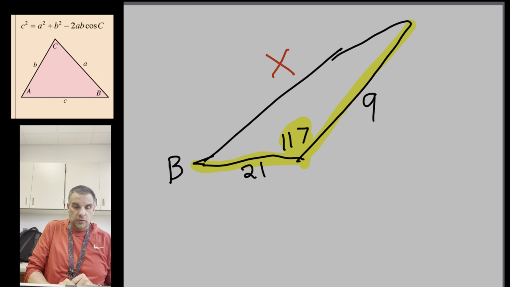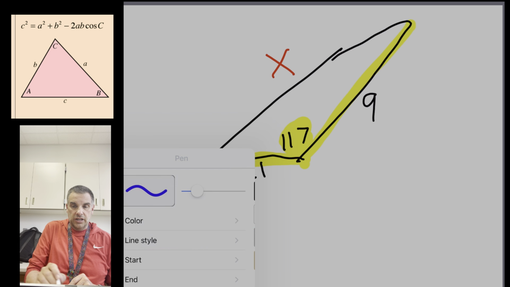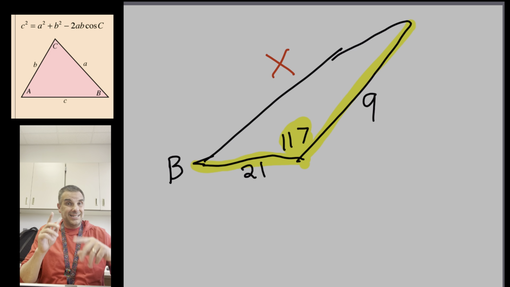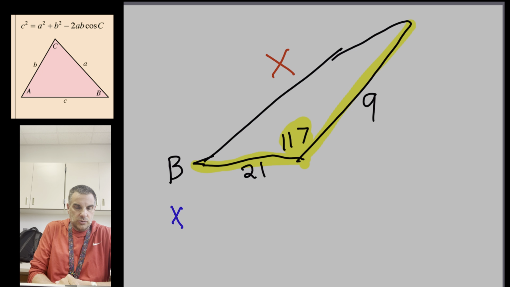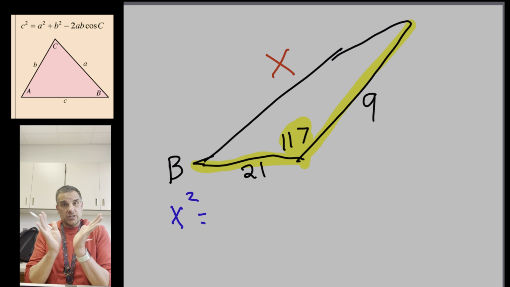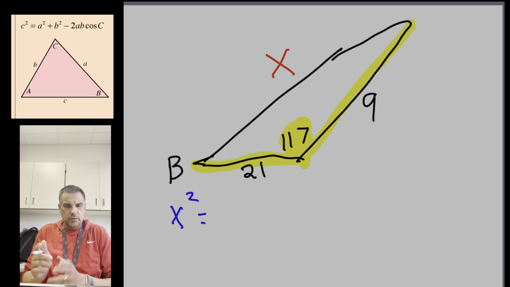So with all that being said, we can use our formula that said c squared. But again, remember that c squared is the side we're trying to find, and we're trying to find x. So it's going to be x squared is equal to a squared plus b squared. Now, a and b are the two side lengths that you know. It doesn't matter what order you put them in.